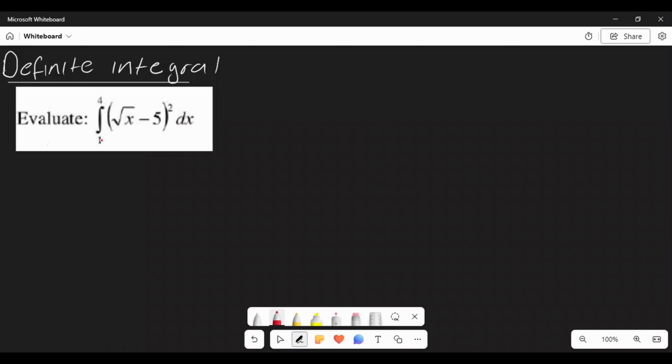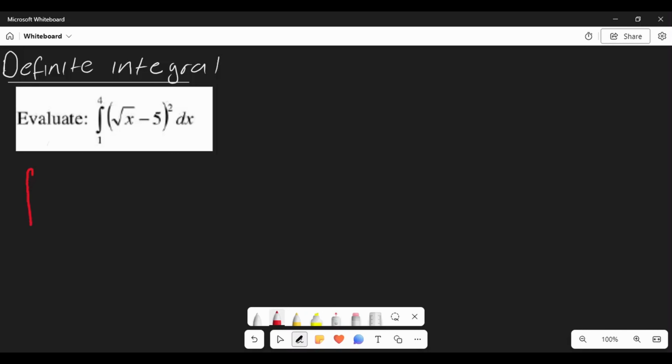Alright guys, let's start. So as you can see, this definite integral here, we have the square there. Basically this square means that we have to repeat what is inside twice, so we have to simplify it before we integrate. So let's simplify it.